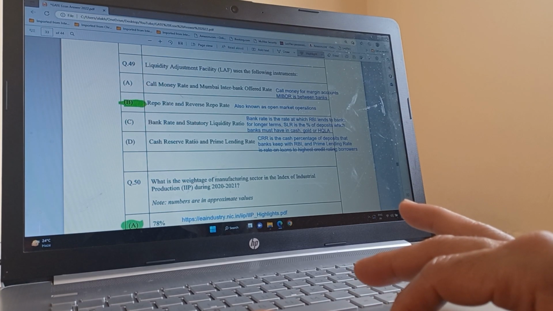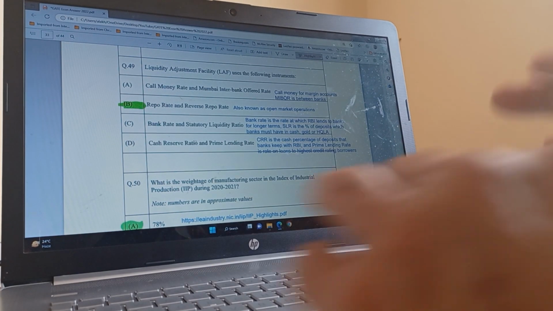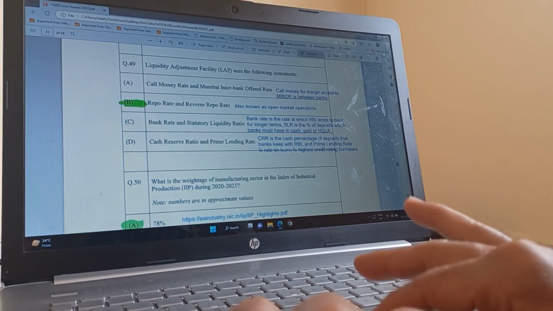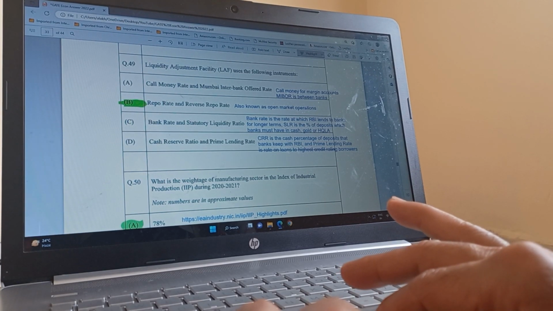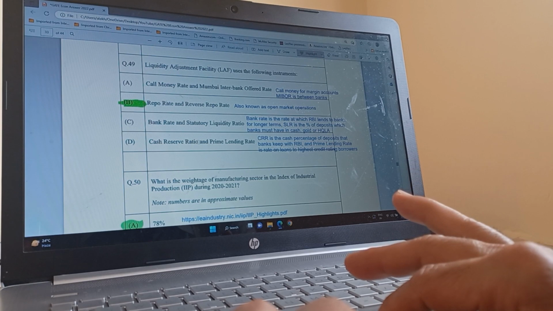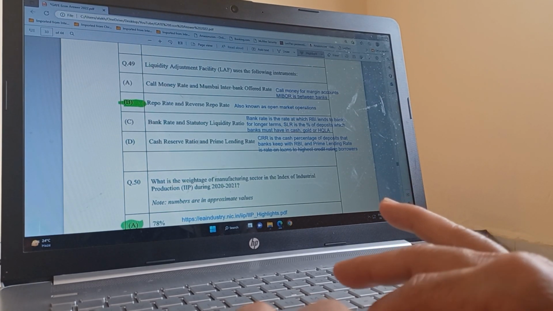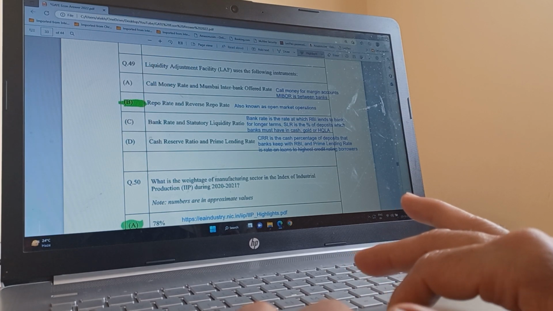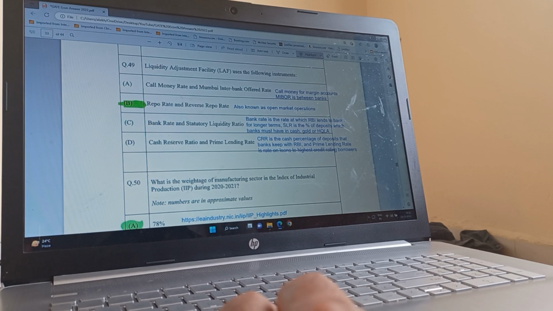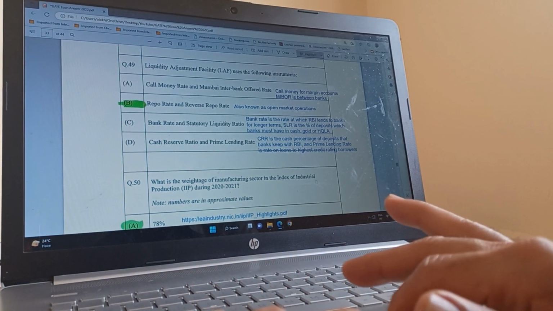Cash reserve ratio changes the money supply in the economy, but again it is not used as a liquidity adjustment facility, because definitely this second part is wrong, so you cannot choose D. And the first part is correct but not used on a day-to-day basis, because this multiplier effect, the money multiplier effect, brings drastic changes in liquidity. So it is not actually for a small liquidity adjustment facility.